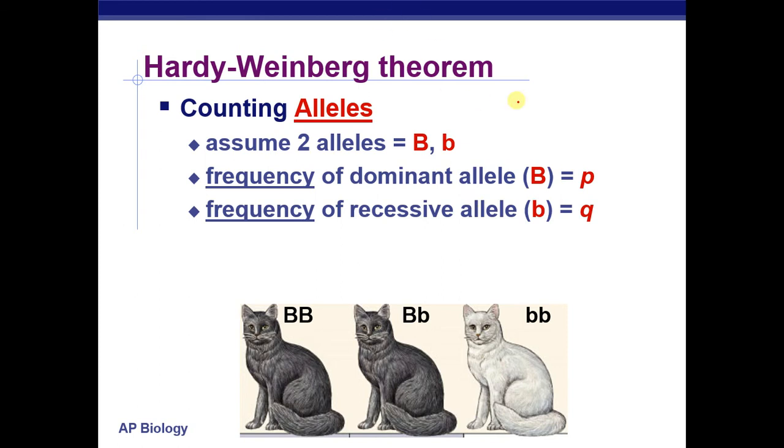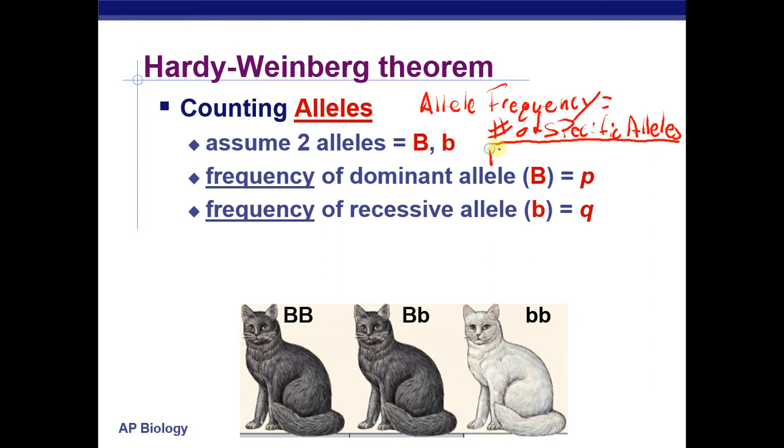So when we talk about allele frequency, that's equal to the number of specific alleles divided by the number of total alleles. To find the frequency of a given allele, you take the number of dominant alleles or the number of recessive alleles in the population and divide it by the total number of alleles. That's the frequency.